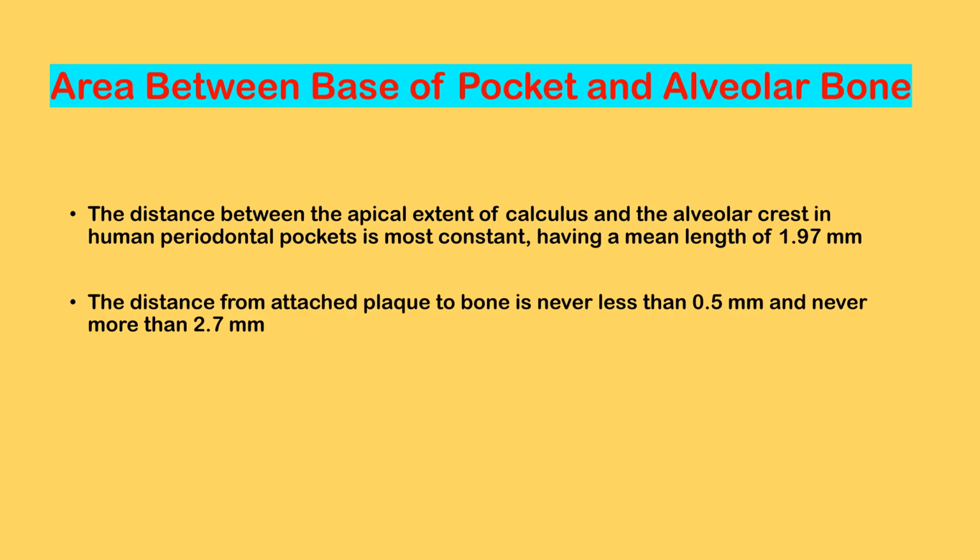The area between the base of the pocket and alveolar bone. The distance between the apical extent of calculus and the alveolar crest in a human periodontal pocket is most constant, having a mean length of 1.97 mm. The distance from attached plaque to bone is never less than 0.5 mm and never more than 2.7 mm.